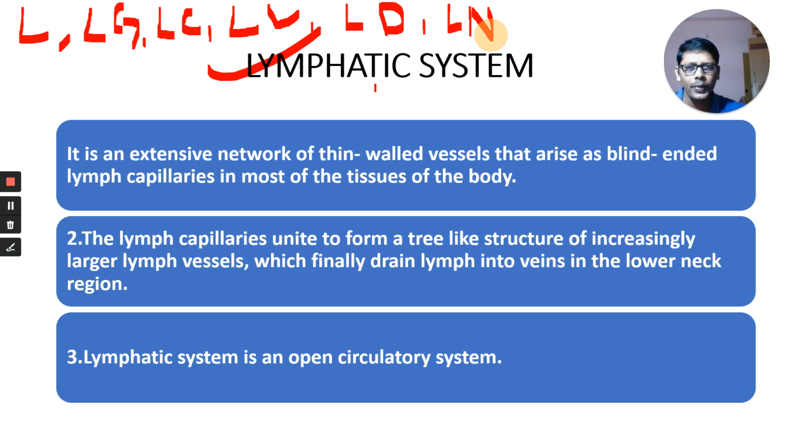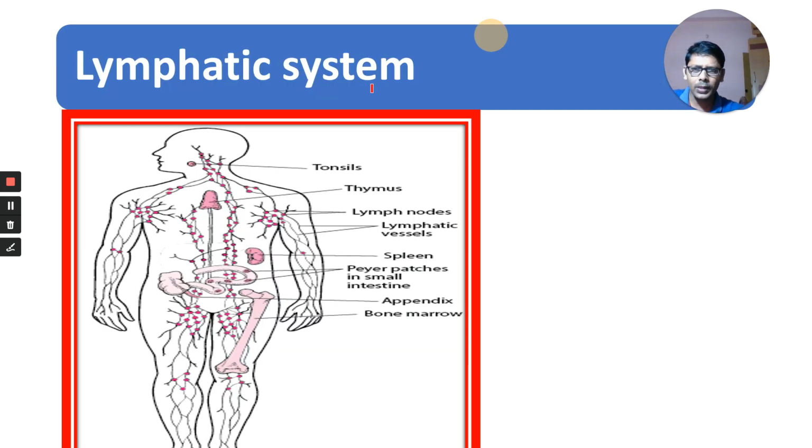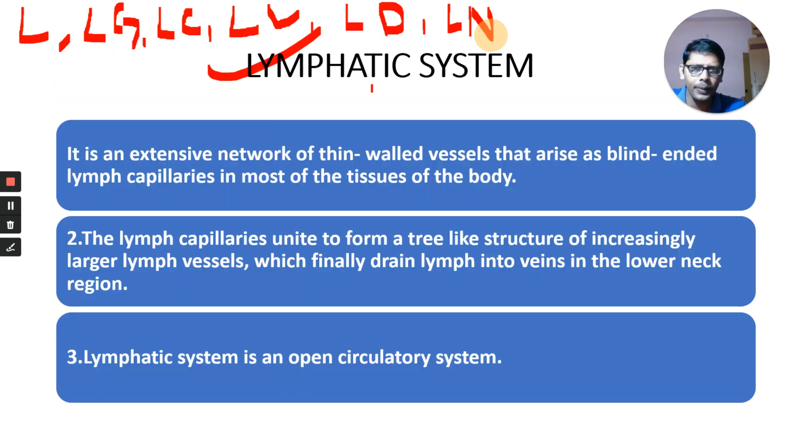You learnt about the lymphatic system in 10th class also. What does the word lymph mean? Lymph is a colorless fluid. Blood is colorful in our body, red in color, because RBCs are present, but lymph does not have that. The word lymph is a Latin word which means water. It is an extensive network spread all over our body. You can see this lymphatic system spread all over the body.